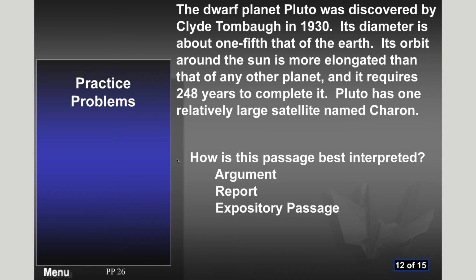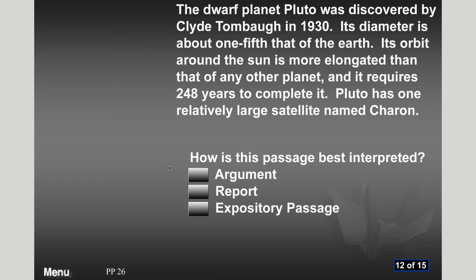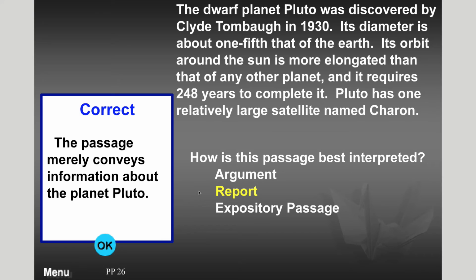So here's another practice problem. The dwarf planet Pluto was discovered by Clyde Tombaugh in 1930. Its diameter is about 1/5 of that of the Earth. Its orbit around the Sun is more elongated than that of any other planet, and it requires 248 years to complete it. Pluto has one relatively large satellite named Charon. It's not an argument, because it's merely what? Is it trying to tell you something about Pluto, which is no longer considered a planet? Is it a report about the planet Pluto? You could see that this would be the case if you flipped to an astronomy textbook and a section in it.